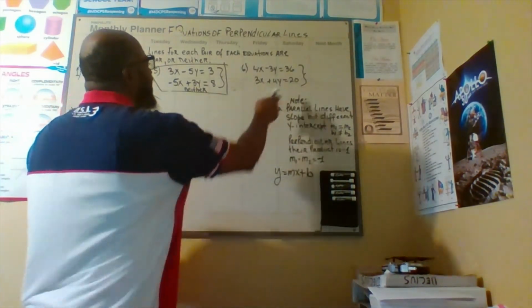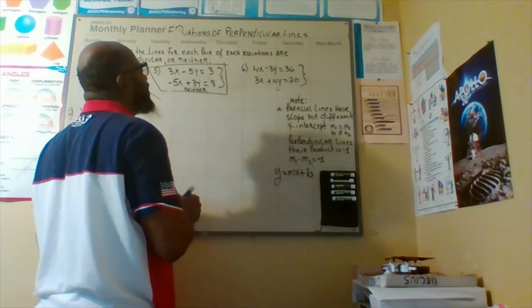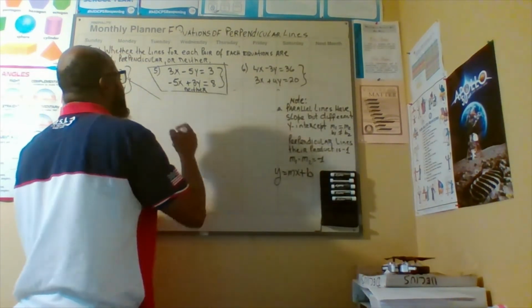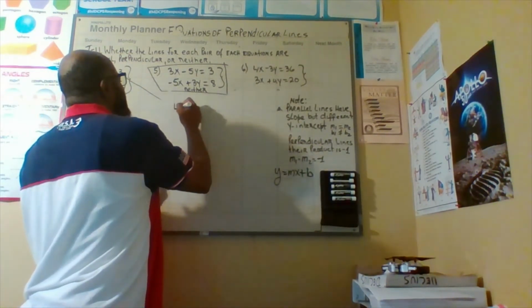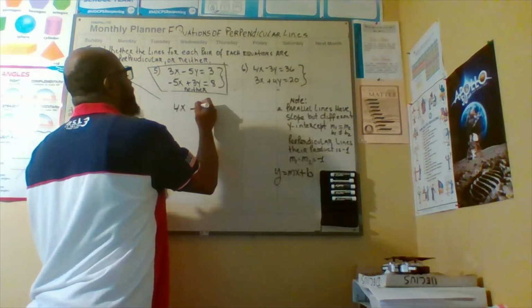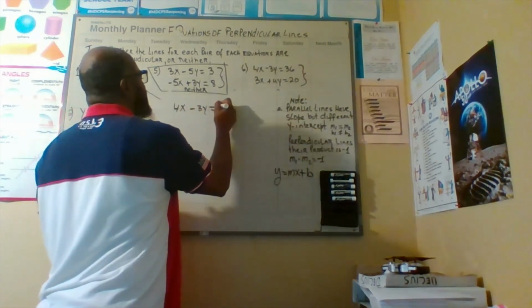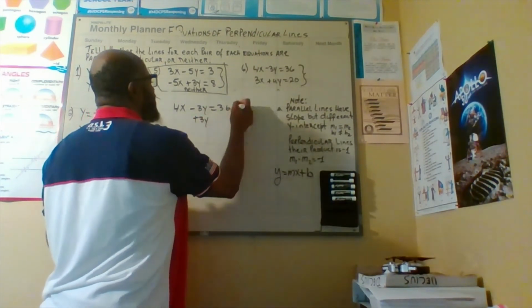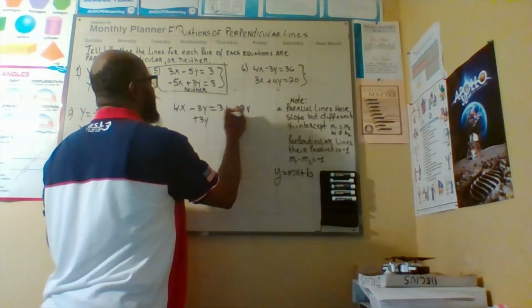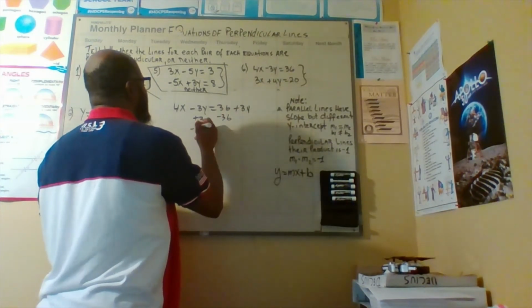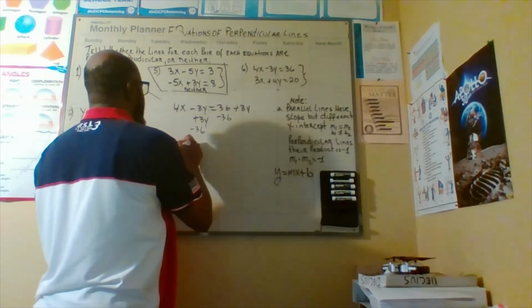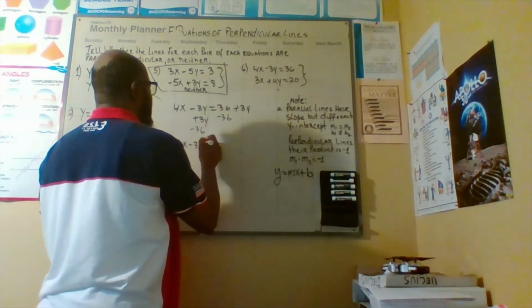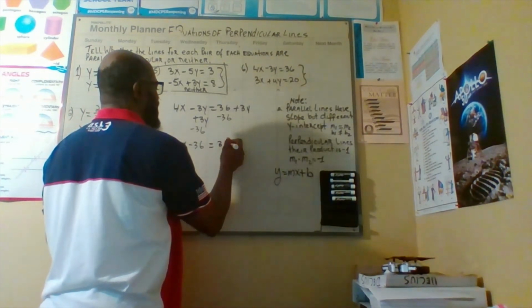We have this one again. Both equations are in standard form. We're going to change them into slope intercept form. 4x minus 3y is equal to 36. Add 3y, since I want my y to be positive, I'm solving for y. Subtract 36. Then I will have 4x minus 36 is equal to 3y divided by 3.